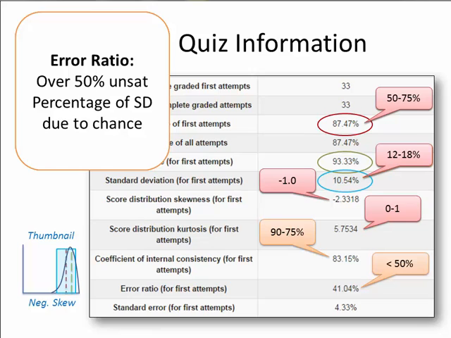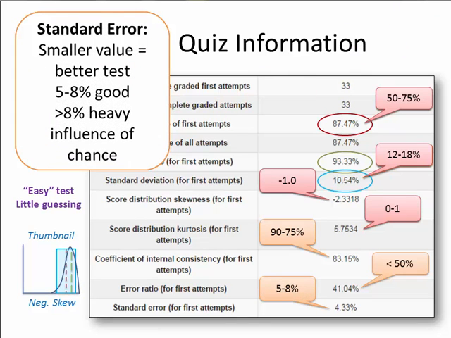The error ratio must be below 50% in order for us to claim this is a valid test. The higher the score, the more that the width of the standard deviation can be assigned to chance or random variation. While the score is within acceptable limits for this exam, it is rather high. Finally, the last of our quiz information metrics is the standard error. The acceptable zones are from 5 to 8%, with anything above 8% indicating a strong influence of chance or guessing in the results. Here we have a low score for standard error.